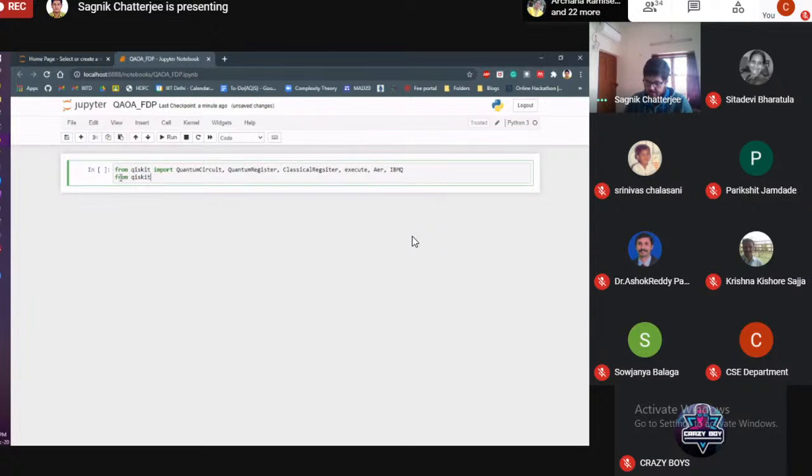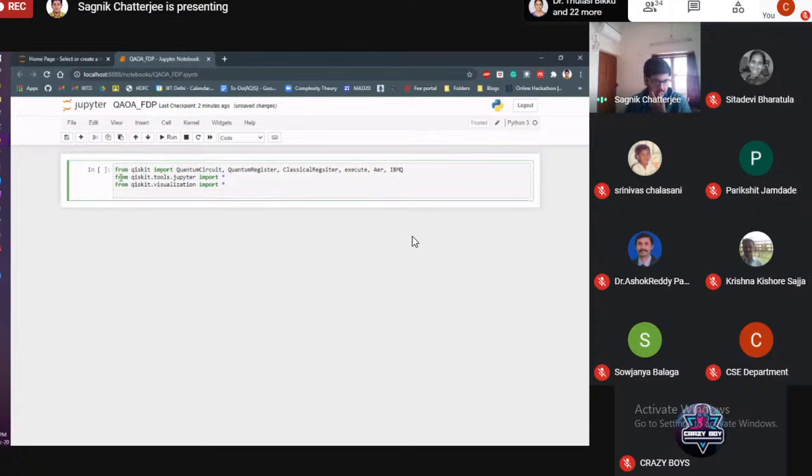From qiskit.tools.jupyter import star, and from qiskit.visualization import star. The Jupyter one you won't need if you're running it in a Python script, but you will need this for plotting histograms and drawing the circuits and everything.